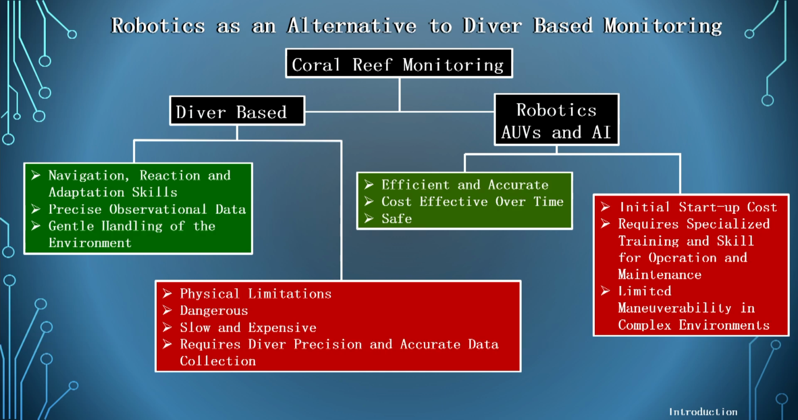Machine surveying gets efficient and accurate data. It's cost effective over time. There are not those limitations on time and depth, or not as many, and it's safe. Nobody dies putting a machine down. On the other hand, the initial startup cost is high. It requires specialized training for operation and maintenance, and there's limited maneuverability in very complex environments.